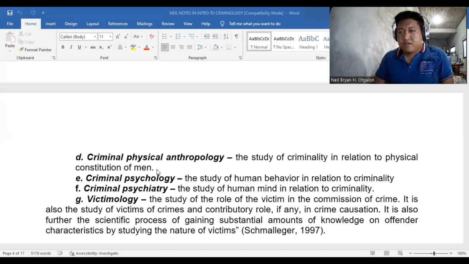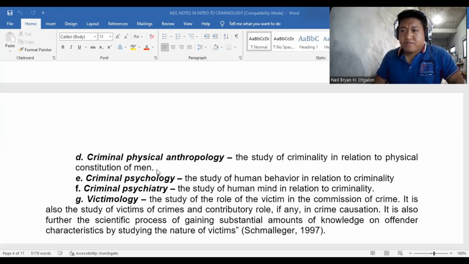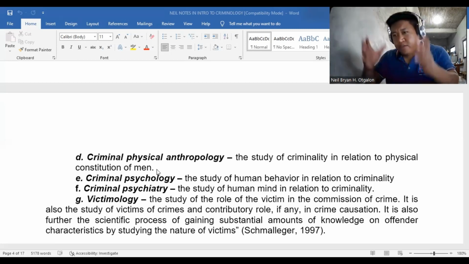Ganon din si Cesar Lombroso, no? When he studied the physical features of a person, he established that the face has a contribution to the tendency of criminality. So, sabi niya yung mga almond eye, yung mga malalaki ang mata, for example, yung mga common rapists. So, that is based on physical attributes.